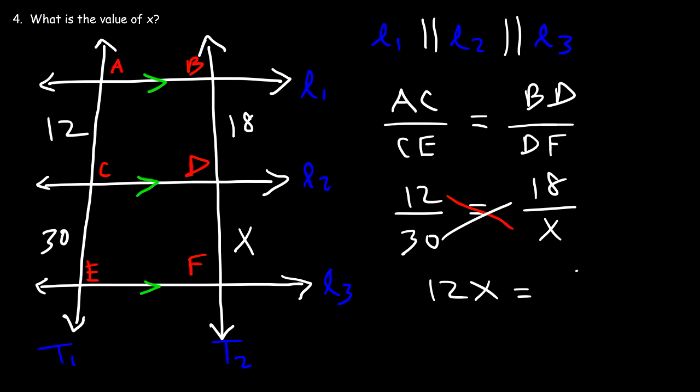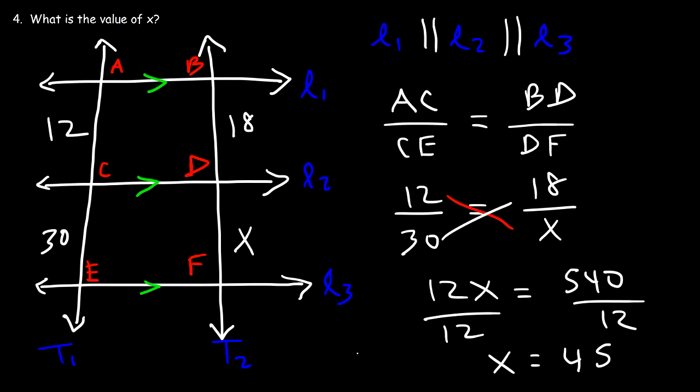So 30 times 18 is 540. And now let's divide both sides by 12. 540 divided by 12 is 45. And so that's the value of x in this problem.